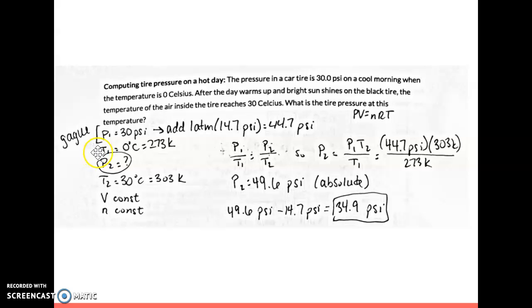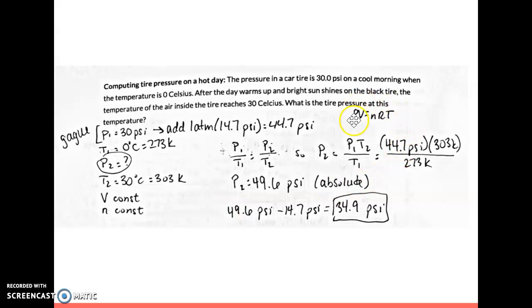And I start with the temperature of 0 degrees Celsius. I need to convert that to Kelvin. So that's going to be 273 Kelvin. Other information: I don't know my final pressure. That's what I'm trying to solve for. But I do know the temperature is 303 Kelvin. And I also know that for a tire, the volume of the tire is not going to change. The volume is constant. And also there can't be added or removed gas. So that is constant as well.